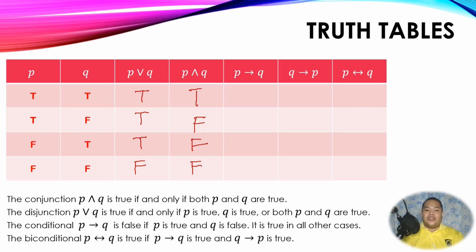Next, for the conditional. For the conditional, P implies Q is false if P is true and Q is false. It is true in all other cases. It means that the only way for the conditional to be false is if we started with true and ended with false. So for P implies Q, we look for P, then Q. Starts with T and ends with F. That's the only way to make it false.